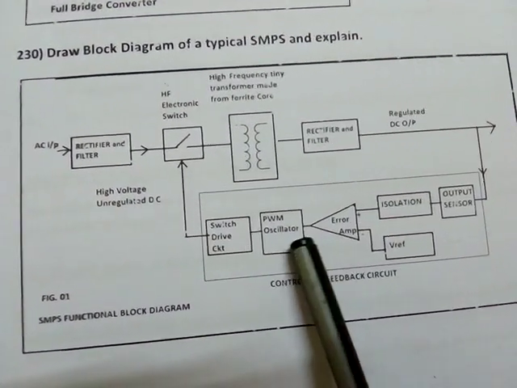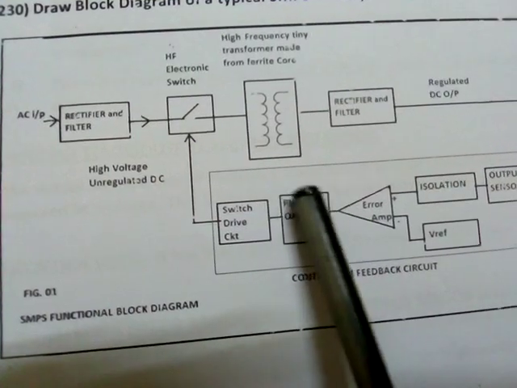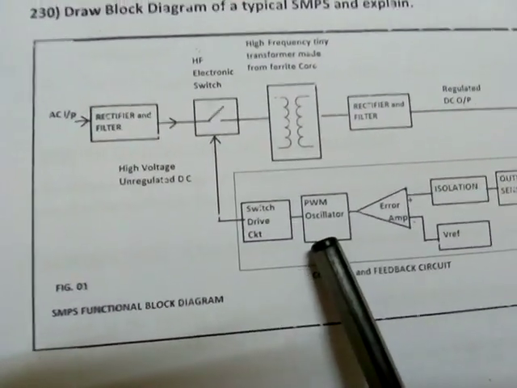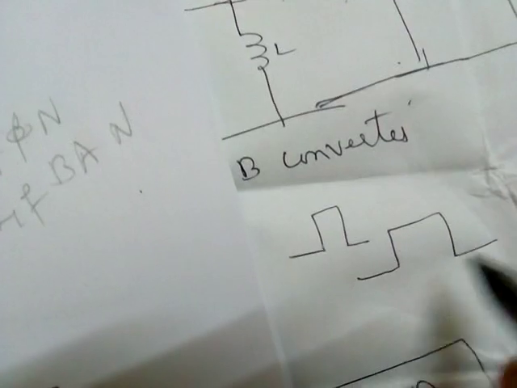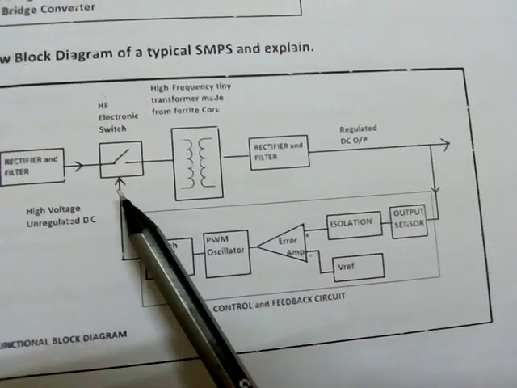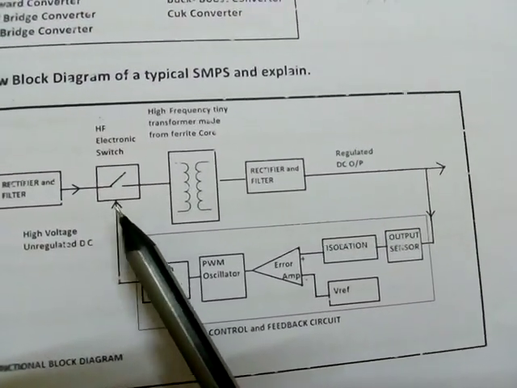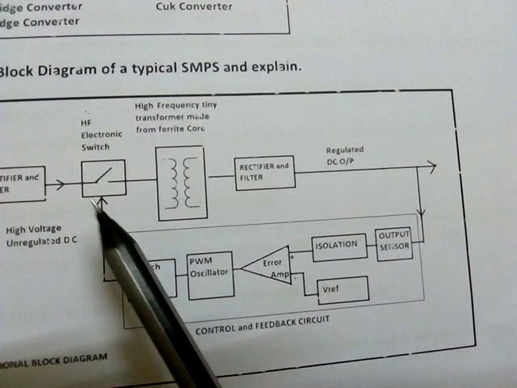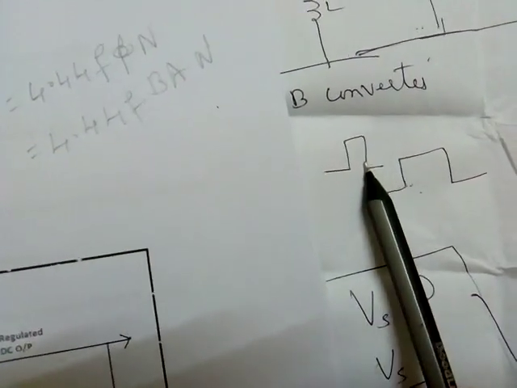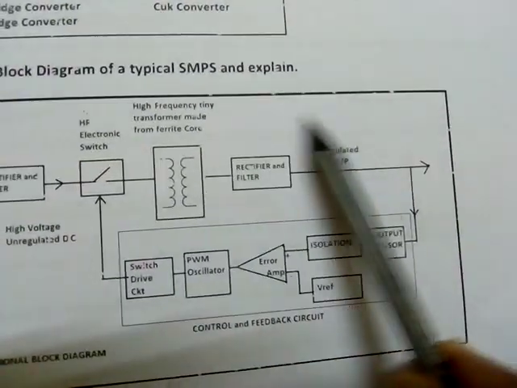See, this is the PWM oscillator, means it will give voltages like this, or like this. If you need more output voltage, the duty cycle will be more. If you give this to, say, a switch, MOSFET or SCR or power transistor, whatever it is, you will get more output voltage. If it is lesser, you will get lesser output voltage.